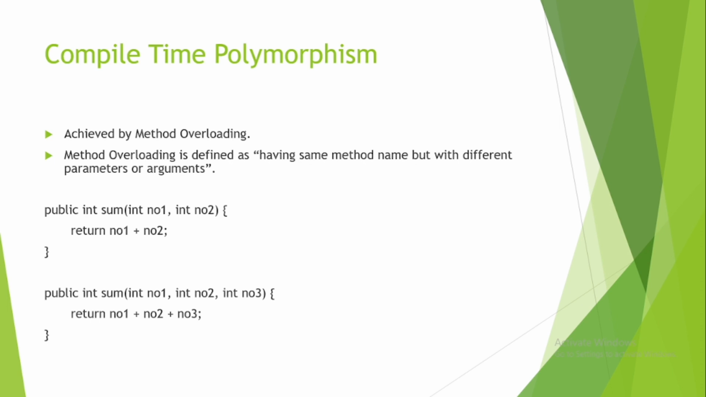Okay, so if anybody will ask to you what is method overloading, then you can simply say method overloading is defined as having the same method name but having different arguments. Different arguments or parameters means count can be differ or type can also differ.